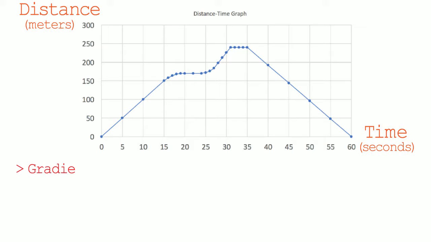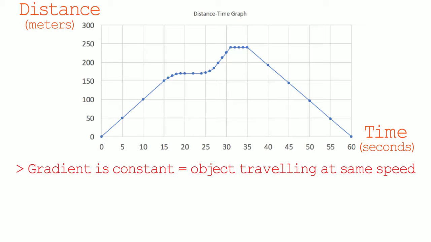If the line or the gradient is constant over a period of time, it means that the object is travelling at a constant speed. For example, if our distance time line was sloping upwards and had a constant gradient, it would mean that the object is travelling at a constant speed away from the starting point. If an object is stationary for a period of time, the gradient for the distance time line will be the same. It will be 0.